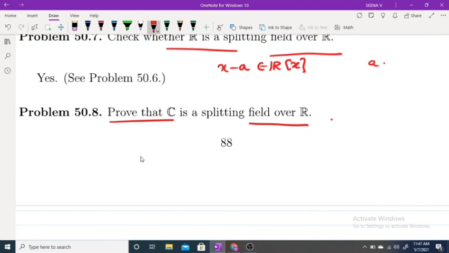Now we have one theorem that we will discuss in our next class. That's all for today's class.